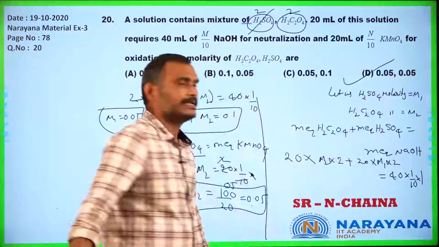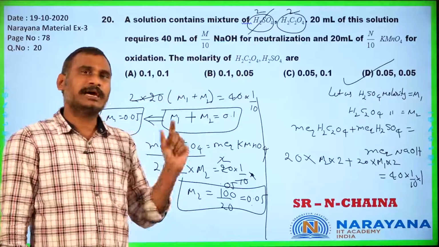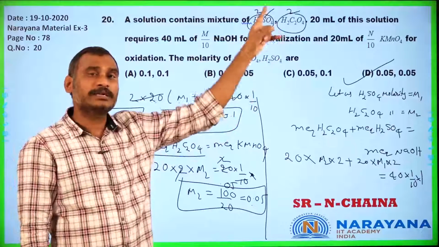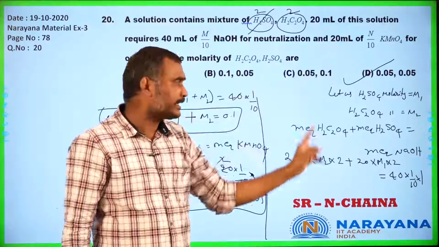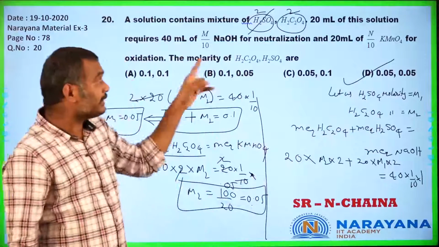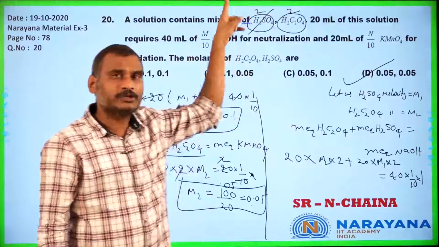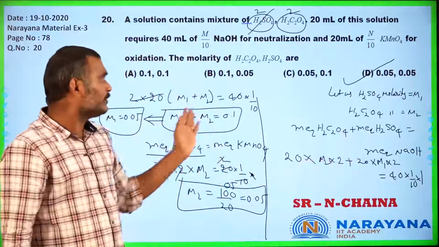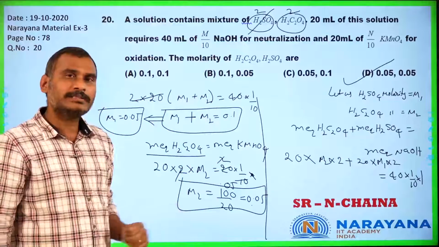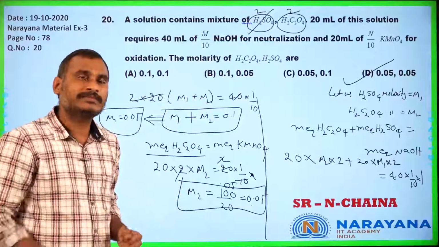So in this question, the student should have the knowledge of which is going to be reacted. Both are acids. When I am titrating with sodium hydroxide, both equivalents are the same. But in the second titration, oxalic acid undergoes only oxidation, H2SO4 is unaffected. That is why milli equivalence of oxalic acid is equal to milli equivalence of KMnO4. I got the molarity of oxalic acid, and from that I have calculated the molarity of sulfuric acid.